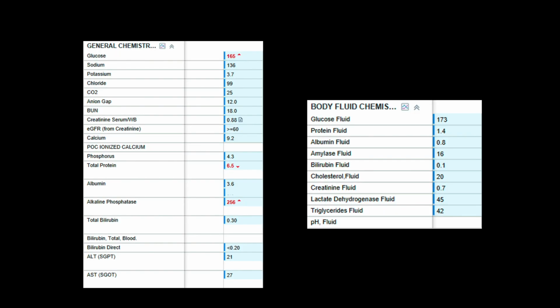All right, now let's walk through a real-world example or something that you might see on an exam. You'll probably be given a general chemistry like this and some fluid studies, and you'll be asked to determine the etiology of ascites. Well, there's a whole bunch of data here, but we really only care about 3 numbers. So first, we'll need to calculate our SAAG. So if we look at our general chemistry, we see that our albumin is 3.6. Then we'll have to look at our body fluid studies and see what the albumin is in the ascites, which is 0.8. So we take the difference of these 2 numbers and we get a SAAG of 2.8.